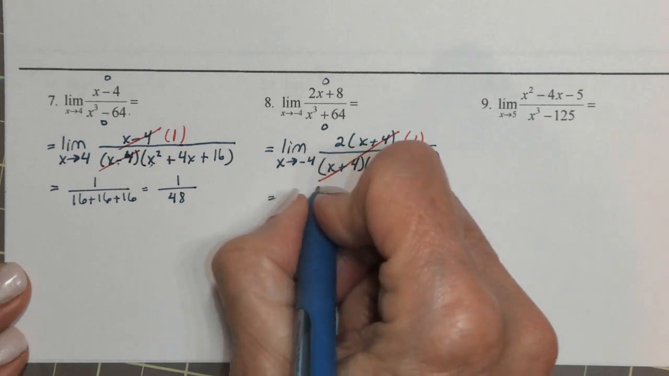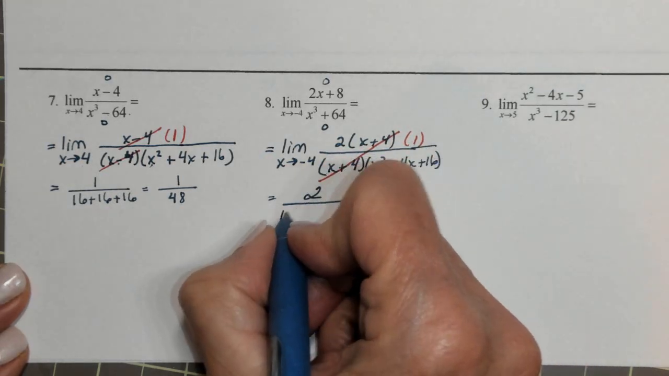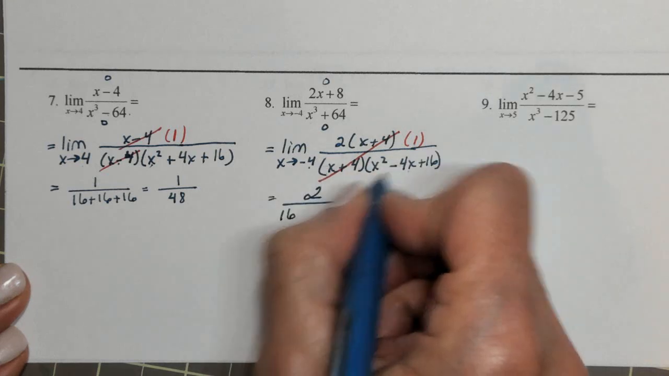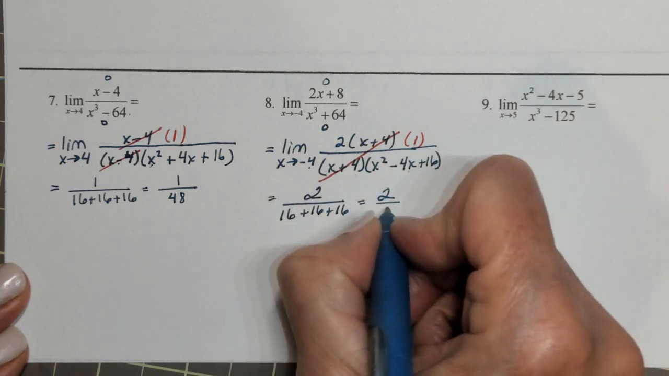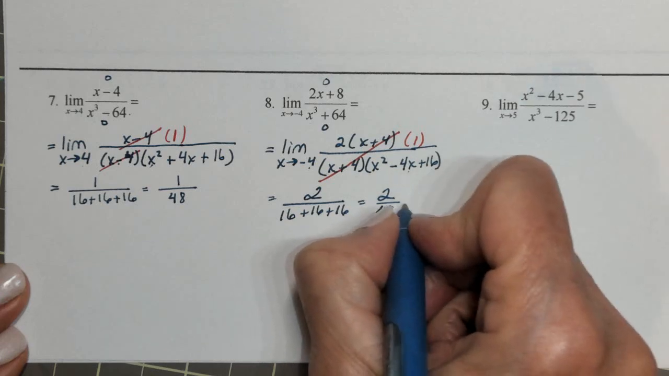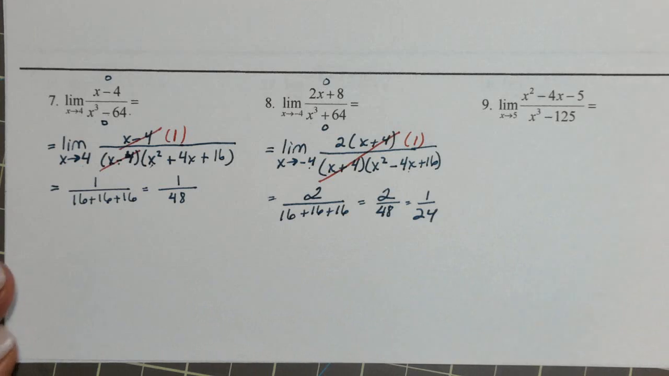Well, that's fine. Up on top we have a 2. On the bottom we have 16 plus 16 plus 16. That is 2 over 48, which is 1 over 24. Number 9.